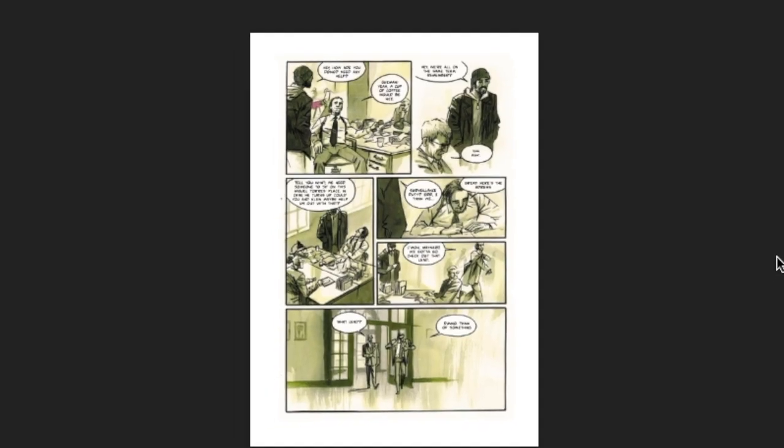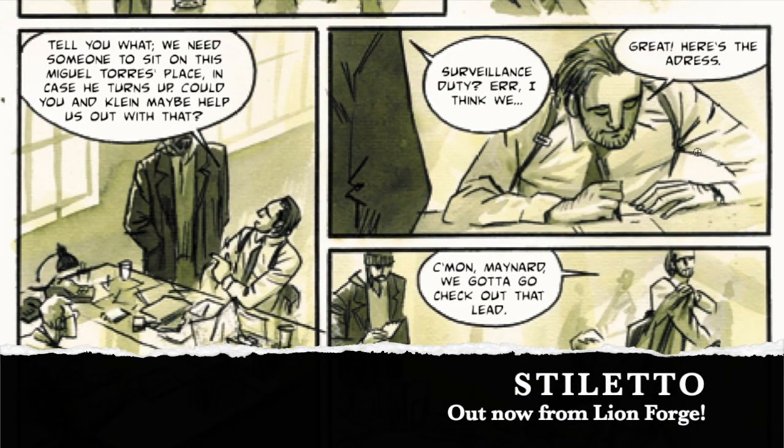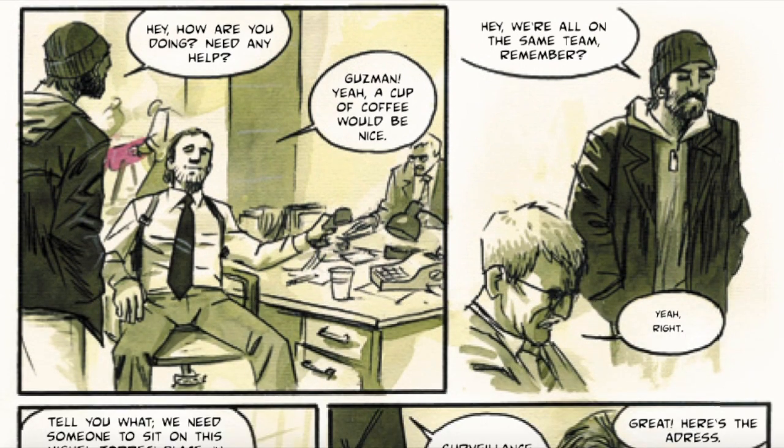and let's take a look at some random pages from my art and see if we can find some of these pesky tangents that I'm talking about. Now here is a page from Stiletto. So let's see if we can find some tangents here.